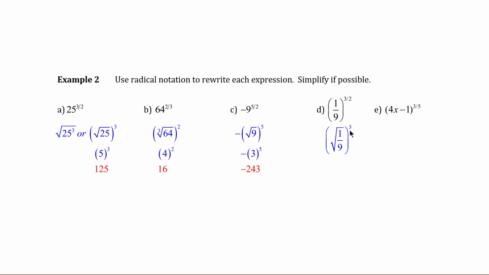Next, we could simplify. We break apart the square root into two square roots, so I have parentheses, square root of 1 over square root of 9, and then a cube on the parentheses. Next, we take the square root of 1, which is 1, and the square root of 9, which is 3.